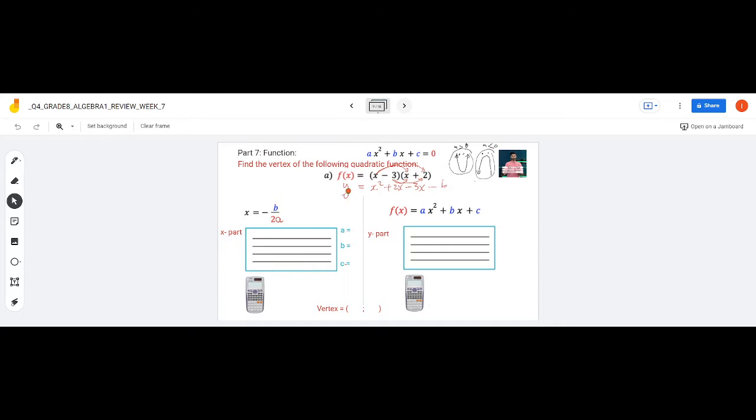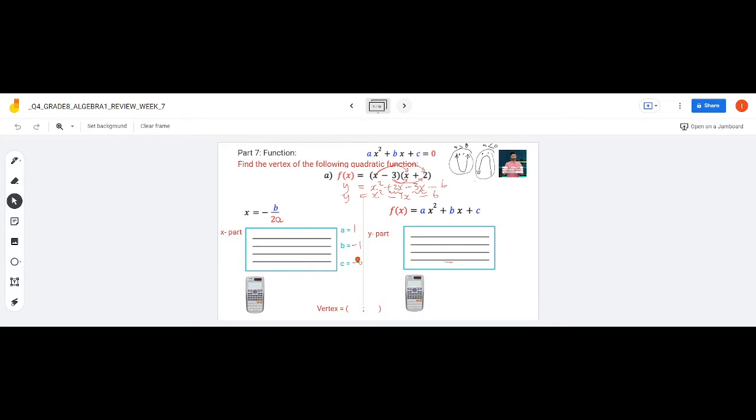So y is equal to, is there any other x squared besides this one? No, of course not. So we just rewrite it again. These two are like terms. Positive 2x minus 3x, that's negative 1x. And then, of course, negative 6. Now, my a is 1, as you can see there. My b is negative 1. And my c is negative 6.